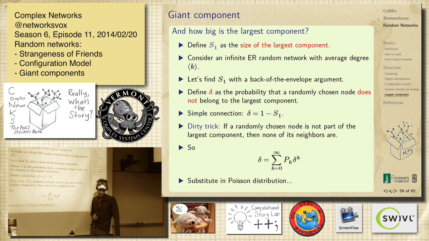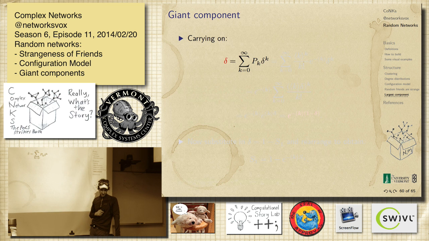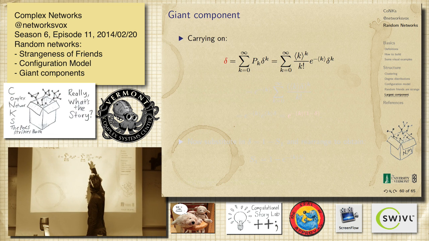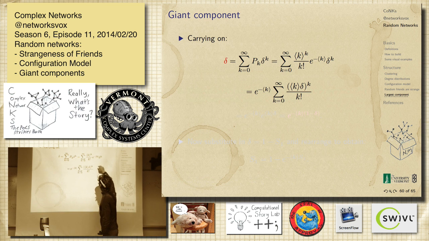So something bad has just happened here. We're going to put in a Poisson distribution; you can think about what that is. We'll stick it right in. This is a Poisson degree distribution here. This thing can come out. We have a delta to the k here, and the delta to the k can combine with the average degree to the k. The e to the minus average degree can come right out, and the k factorial is on the bottom.